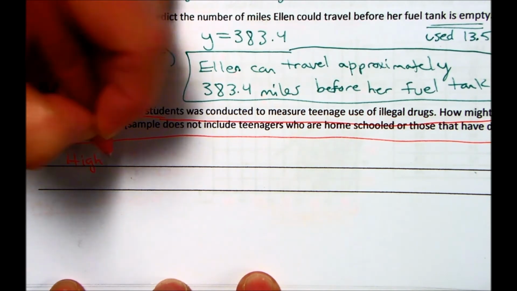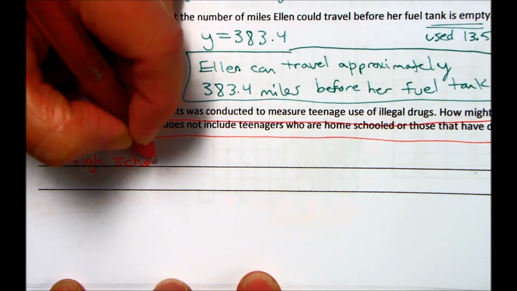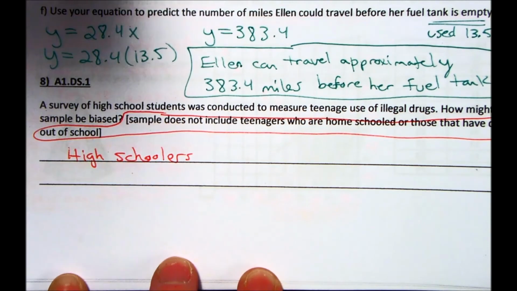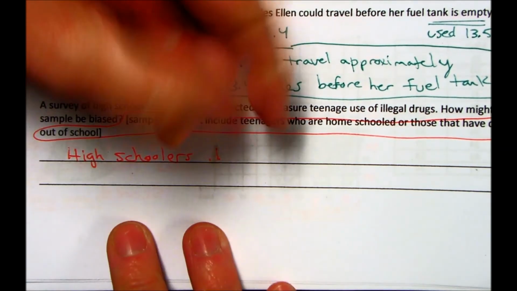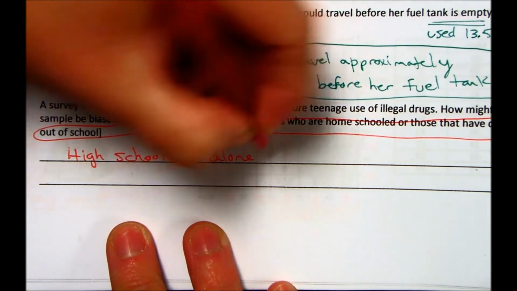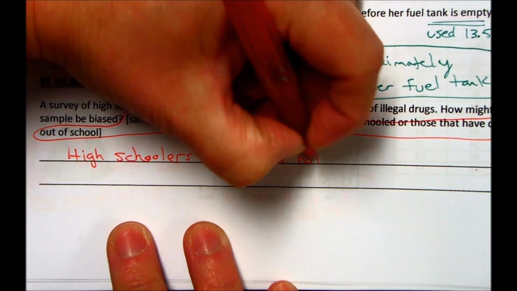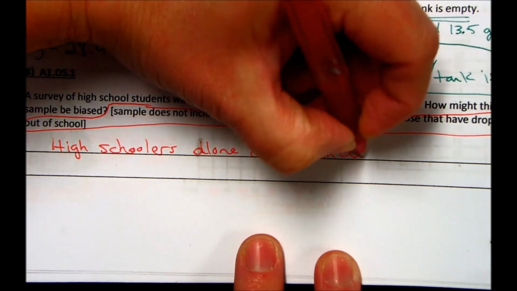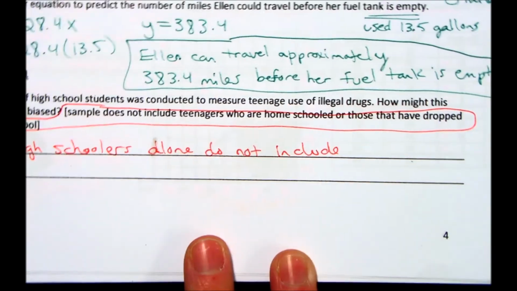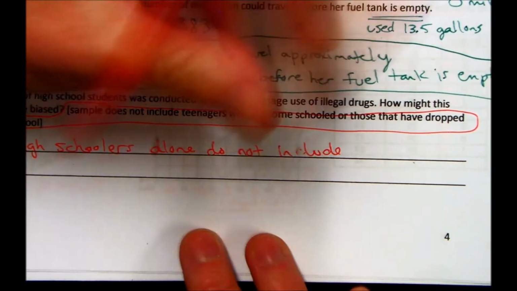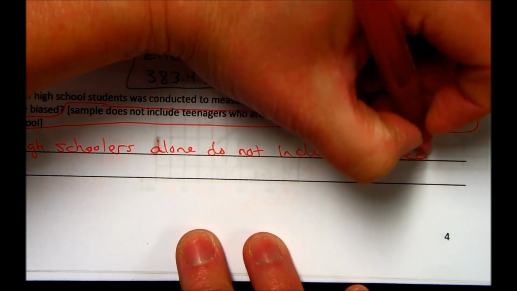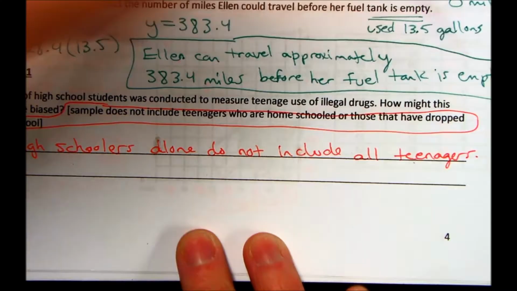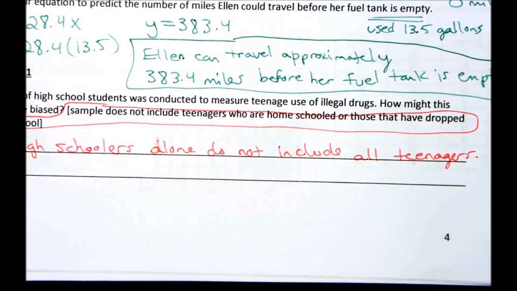High schoolers alone do not include, it's supposed to be a C, all teenagers. So that's about it. All right, moving on.